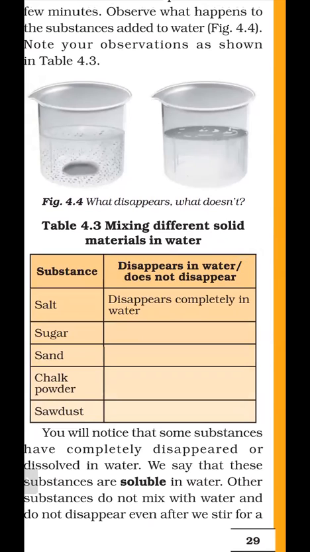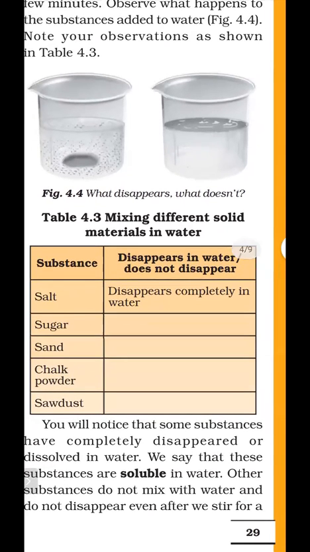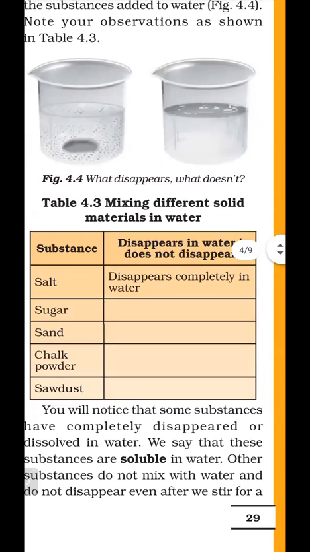So there are two types of substances. First is soluble and next is insoluble. The substance which dissolves in the water is called a soluble substance, and the substance which does not dissolve in the water is called an insoluble substance.